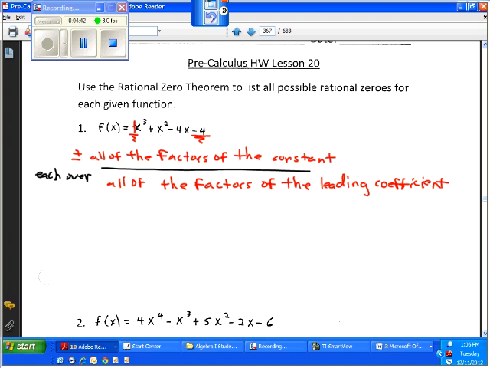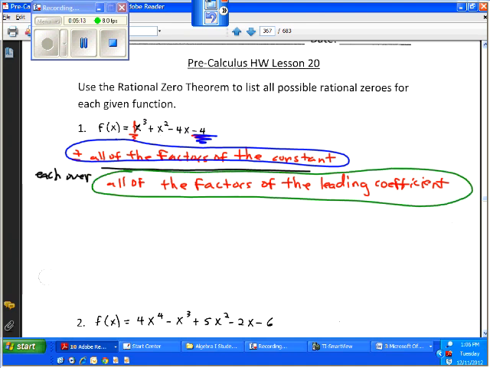Now, we're only going to write that down once. I just wanted to write it down once so you could have in words what we're doing. We're going to take plus or minus all of the factors of the constant each over all of the factors of the leading coefficient. I'm going to let you write that down, and then we'll start through this process, okay?